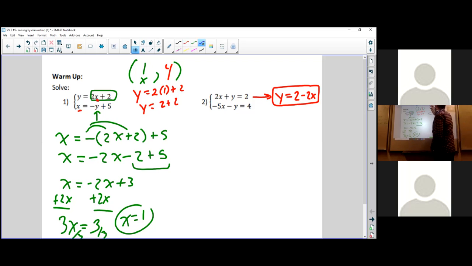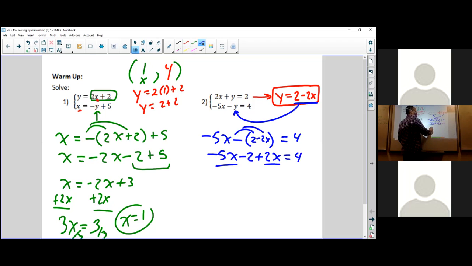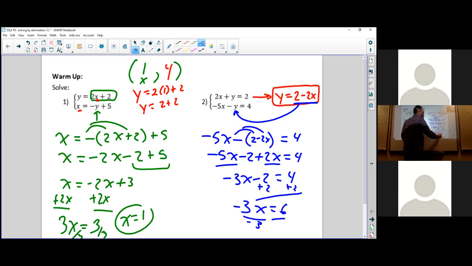So once I do that, I know that my y value is this. I'm going to plug it in right there. This had been y, but now I'm going to put 2 minus 2x in there. Distribute the negative over the parentheses. Combine like terms. Add 2. Negative 3x equals 6. So x equals negative 2. Sweet. Got my first answer.